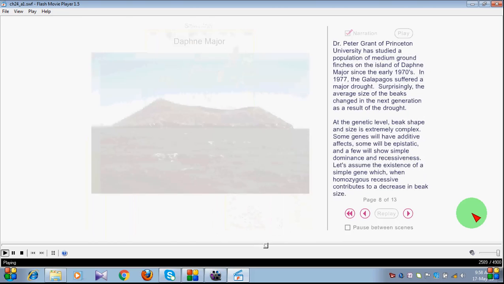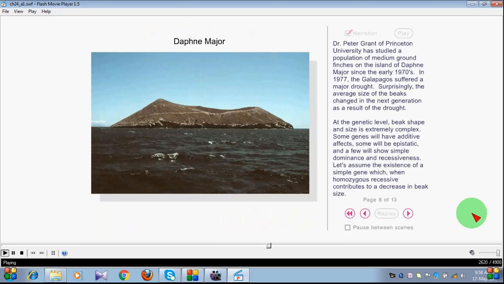Dr. Peter Grant of Princeton University has studied a population of medium ground finches on the island of Daphne Major since the early 1970s. In 1977, the Galapagos suffered a major drought. Surprisingly, the average size of the beaks changed in the next generation as a result of the drought. At the genetic level, beak shape and size is extremely complex. Some genes will have additive effects, some will be epistatic, and a few will show simple dominance and recessiveness. Let's assume the existence of a simple gene which, when homozygous recessive, contributes to a decrease in beak size.